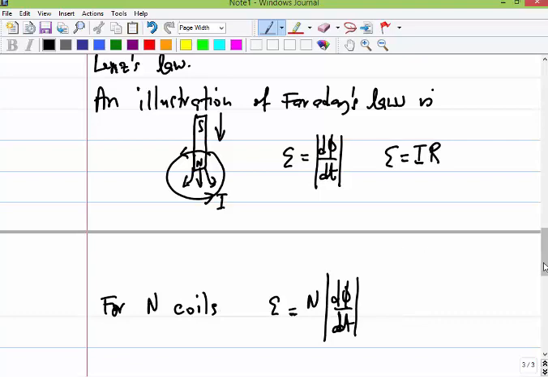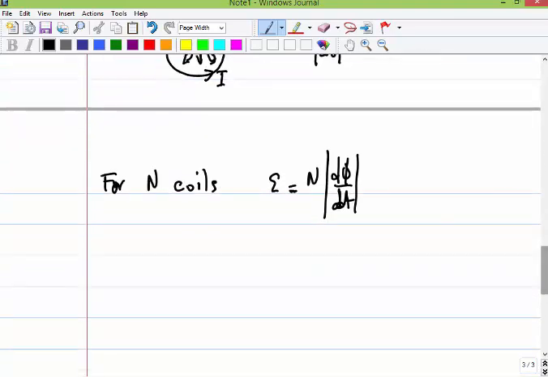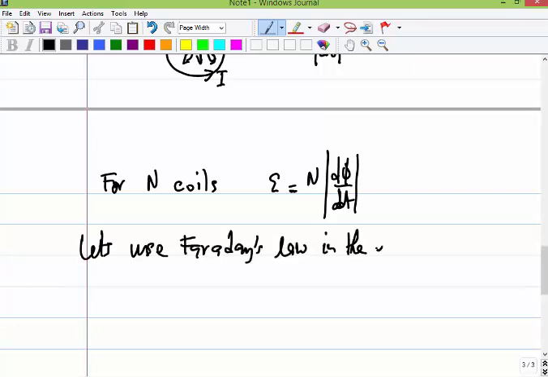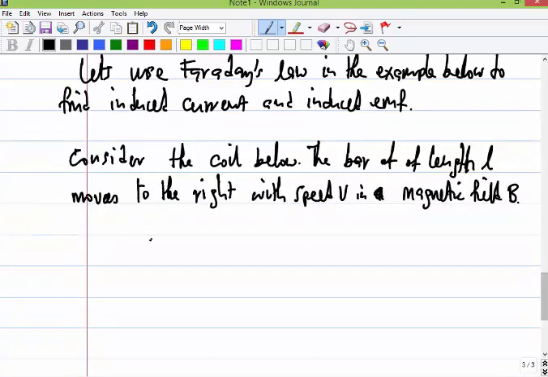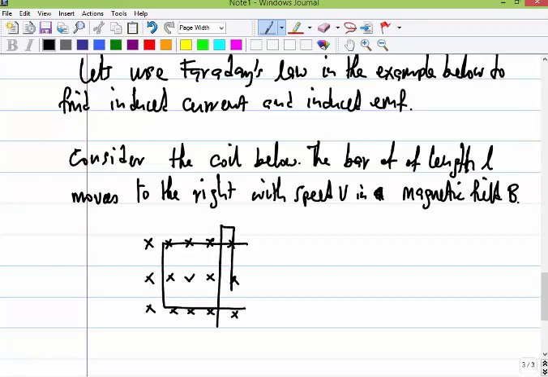Let's look, for example, at what we have here. Let's use Faraday's law in the example below. We have our magnetic field again, and we have a coil like that. We put a bar on this coil that way. The bar is moving to the right with a speed v, and the length of the bar is L. So let's say that it has a length L, like that. And so we know that there's a current induced in the coil which goes this way.